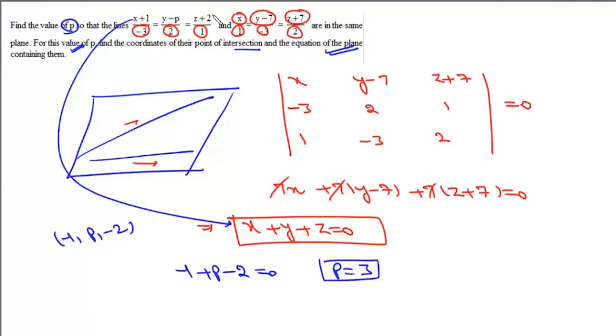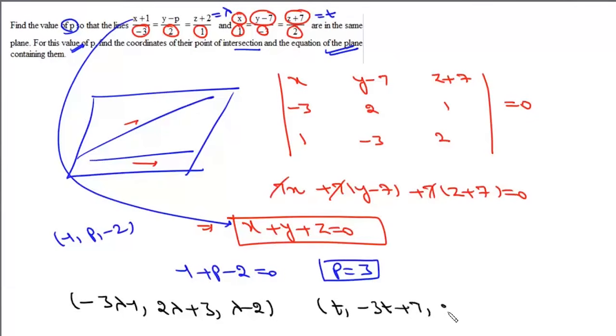Now for point of intersection, what we'll do is we'll take their parametric coordinates. Say this is lambda and this is t. Point on this first line can be expressed as (minus 3 lambda minus 1, 2 lambda plus p, and p here is 3, and then lambda minus 2), and on this second line will be (t, minus 3t plus 7, and then 2t minus 7). Now we are looking for point of intersection. That means the point which lies on both the lines. So we'll equate these two coordinates.